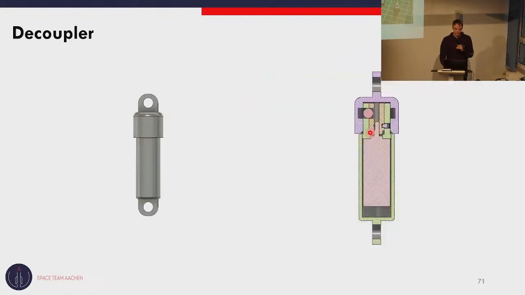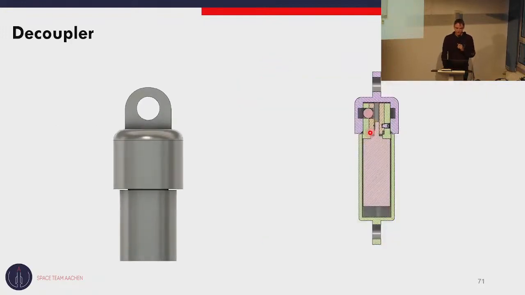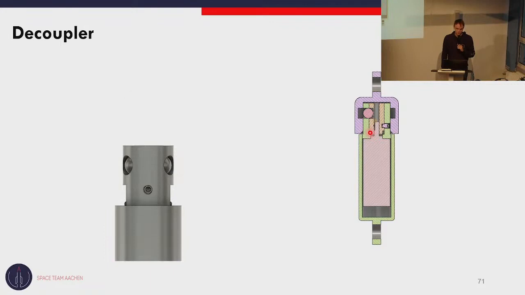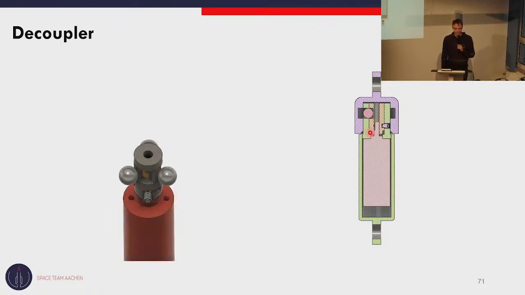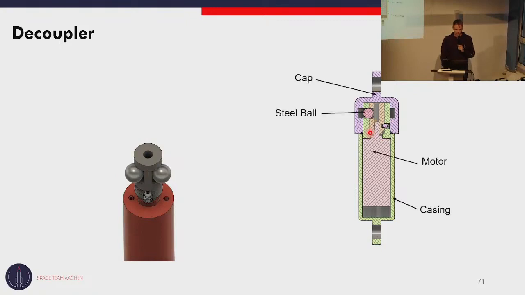And the third design is a decoupler design. It uses no gunpowder. It's fully reusable, and it features a motor, a cap, 3 steel balls, and a casing. So when you turn the inner camshaft, the balls drop inside and the cap can be released.